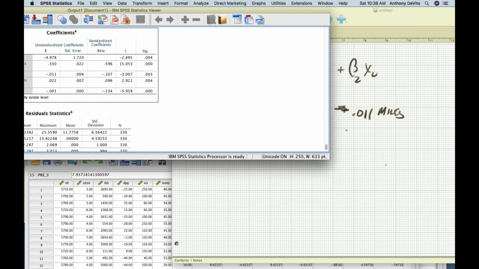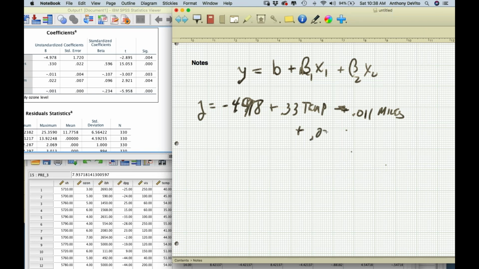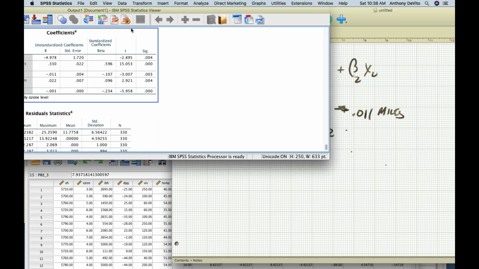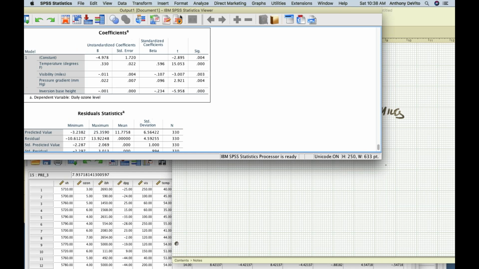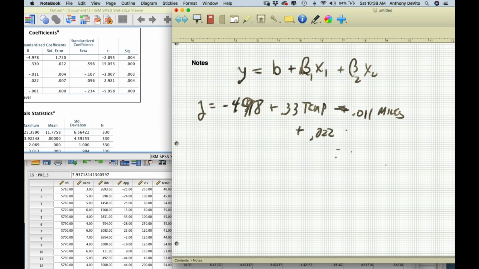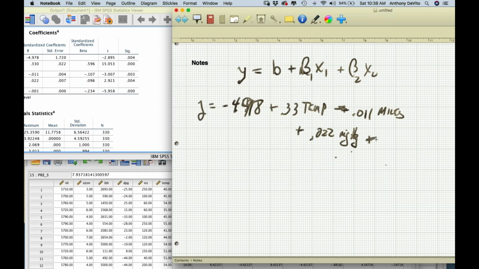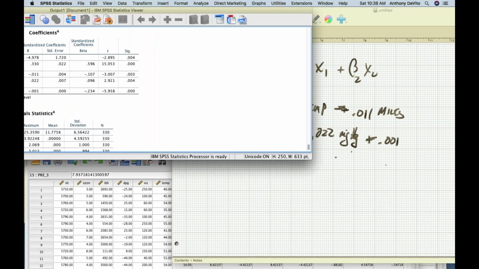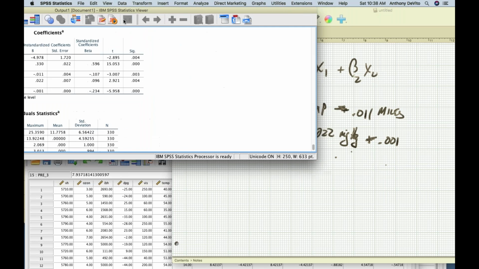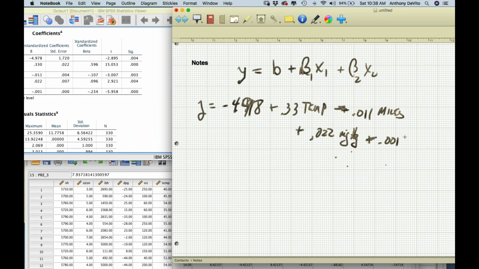0.022 times, and what was that variable? That variable was pressure, right? Pressure, millimeters of mercury, probably, plus or negative, minus 0.001 times, and what is that? That is the inversion base height level. Inversion base height, I'll put IBH.